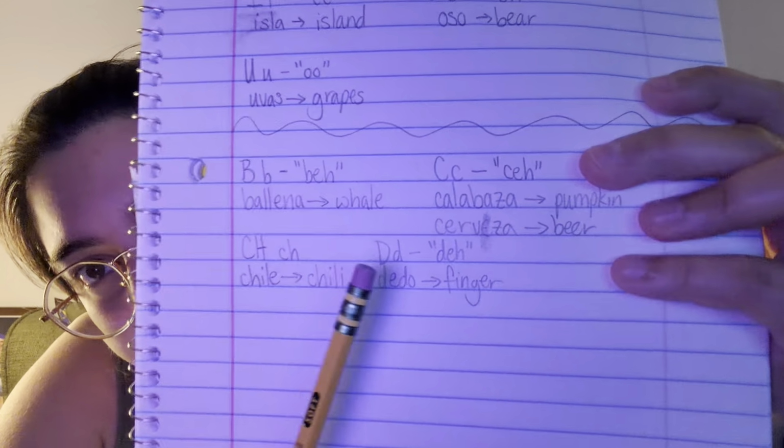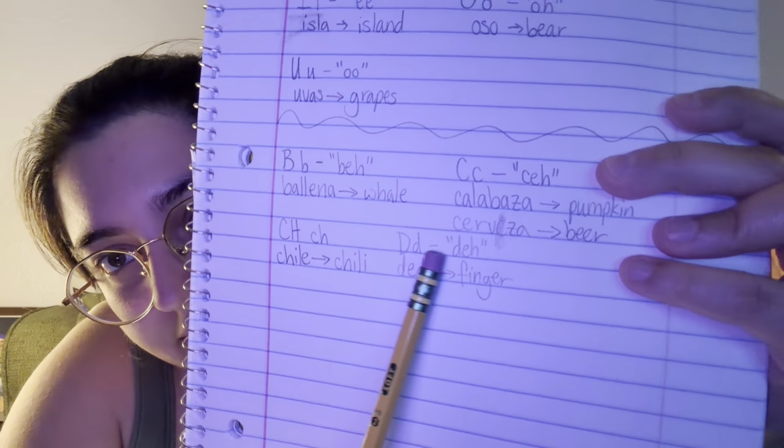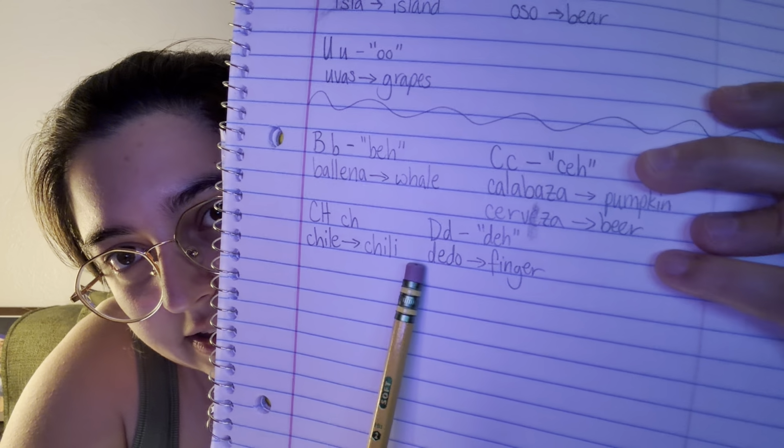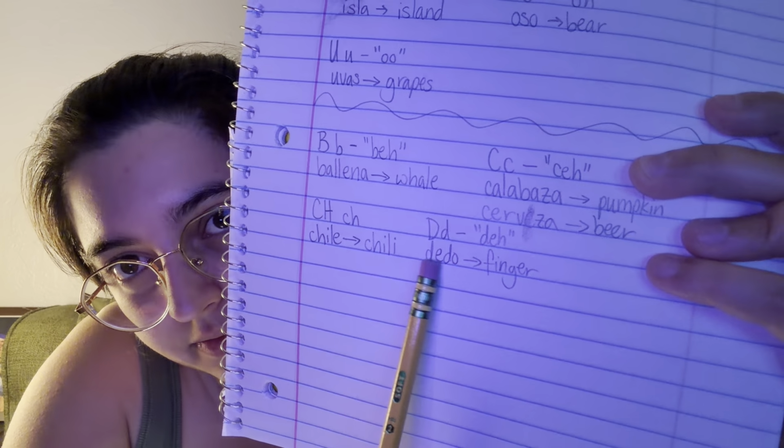Okay. Then we've got the letter D, which in Spanish is de. So an example for this would be dedo, which is finger. So de for dedo, finger.